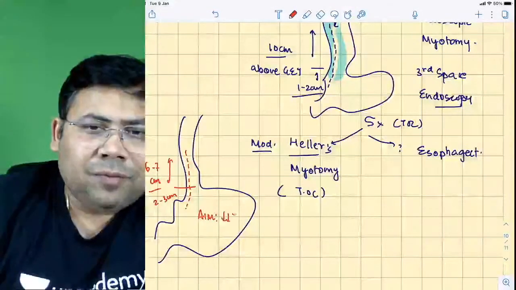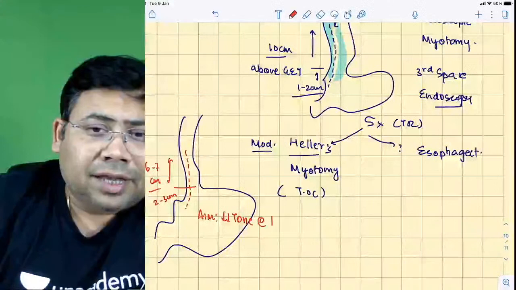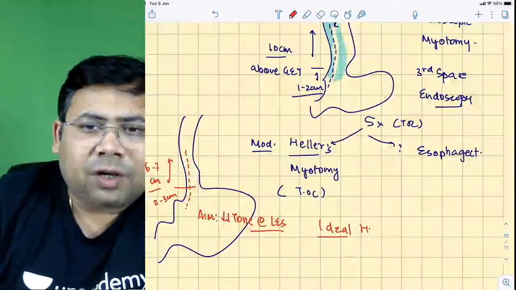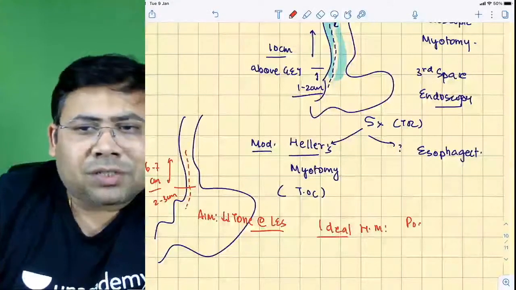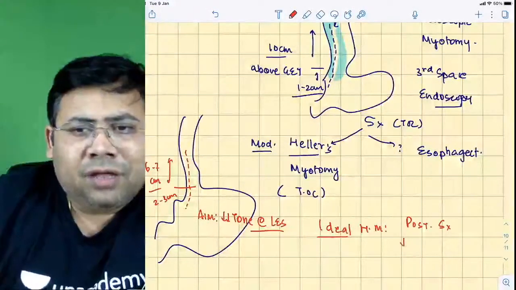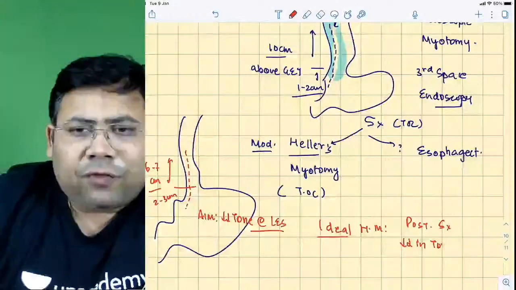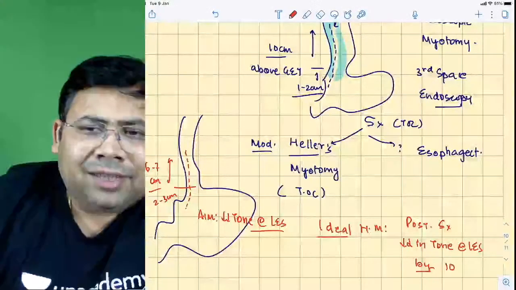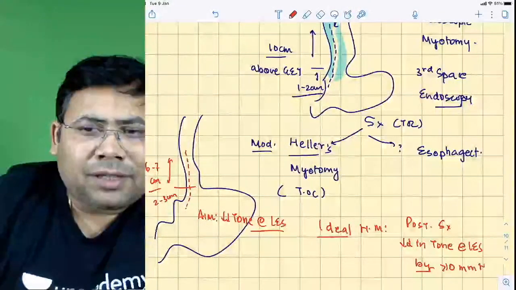The aim is to decrease the tone of LES. Can anyone tell me what is ideal Heller's myotomy? Answer is post surgery reduction in tone of LES by at least or more than 10 mmHg.